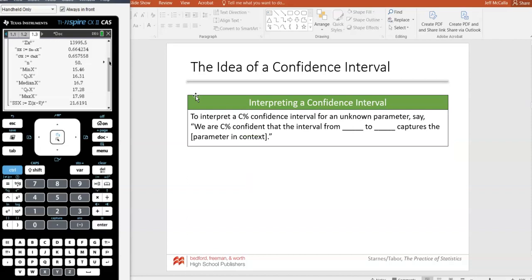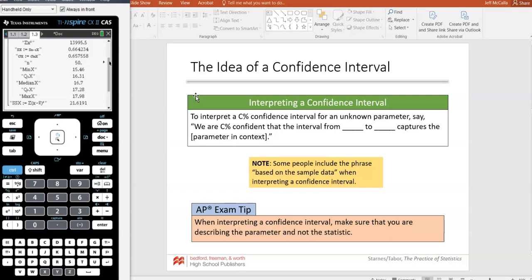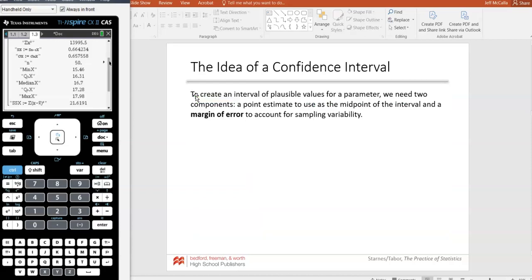So this is interpreting a confidence interval. I thought this was the next section, but I think we're not quite there yet. So interpret a C percent confidence interval for an unknown parameter. Say we are 95% confident, or C% confident, that the interval from blank to blank captures the true parameter or mean or whatever it is we're studying of the population. So that's the script that we're going to use for interpreting a confidence interval. Some people say based on the sample data. Make sure you're describing the population though. A confidence interval describes the population parameter, not the statistic.